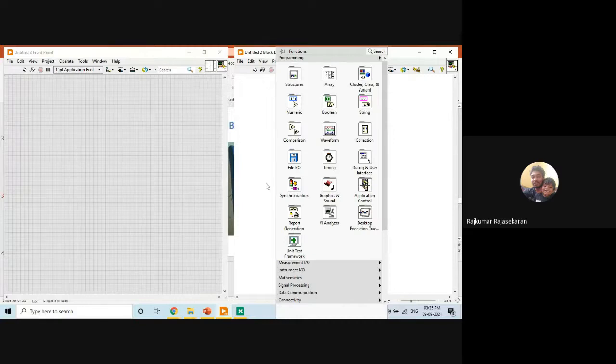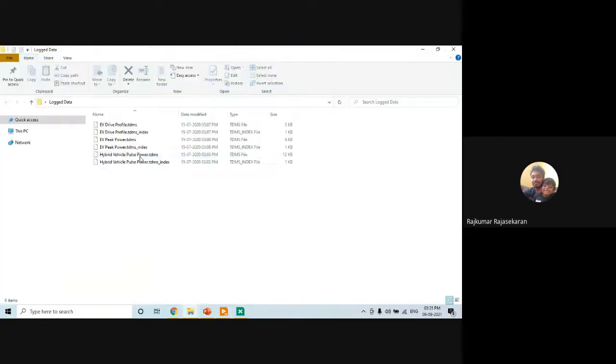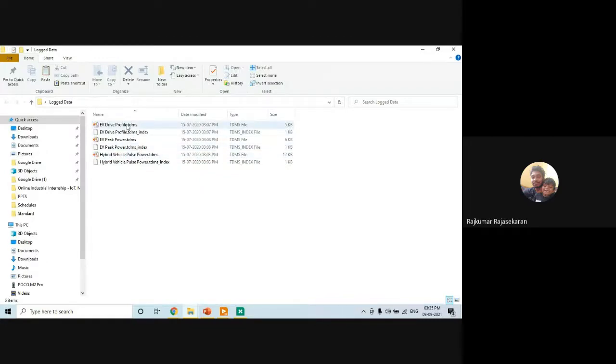So we have these profiles, like logged data, with us. Predominantly we have EV drive profiles of battery values, from EV drive profile, EV peak power performance, and also from a hybrid vehicle, just to compare how the fully electrical vehicle performs with respect to a hybrid electrical vehicle.